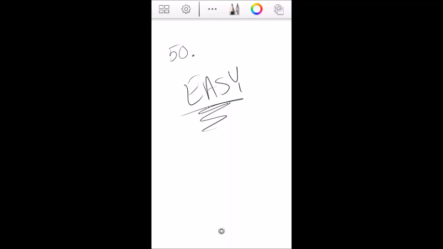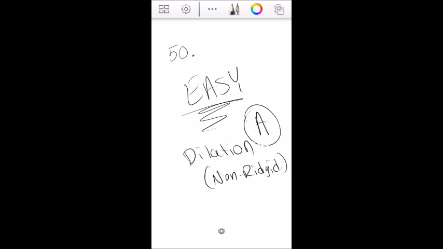I'm sad for you. Anyways, number 50 says, which type of transformation does not result in a rigid motion? And if you paid attention yesterday, I told you this answer. There's only one non-rigid motion, and that is a dilation. Dilations are non-rigid, and that happens to be answer choice. Shout it out, everyone. Shout it out. A! Hooray! All right, that's everything for today.